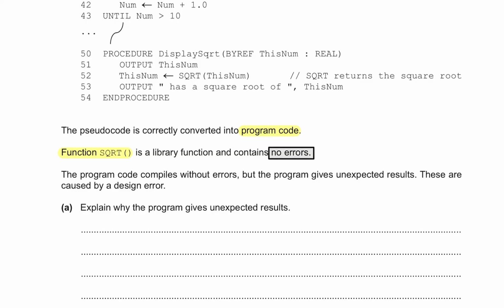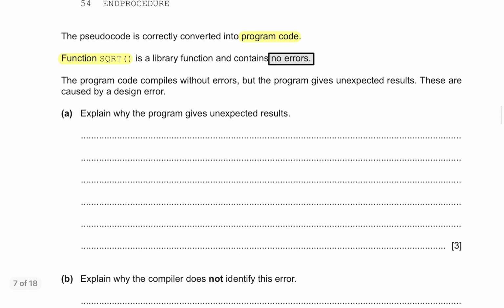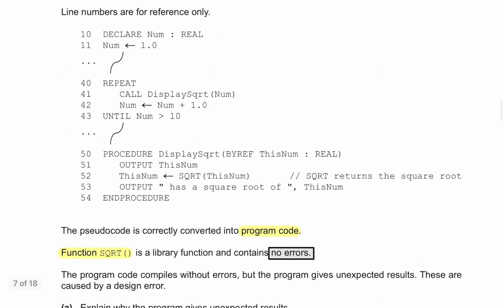The program code compiles without errors, but the program gives unexpected results. These are caused by a design error. Explain why the program gives unexpected results. All right. Why do you think the program gives unexpected results? First, look at the code.